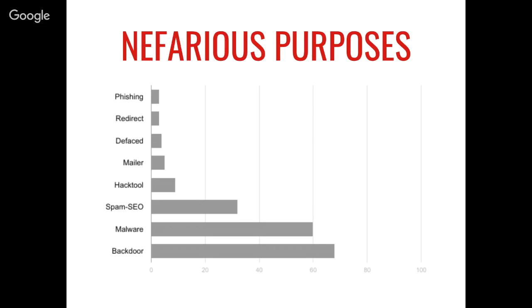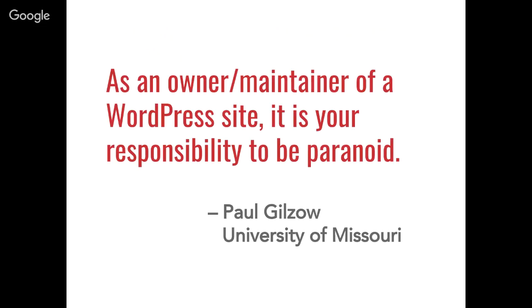It can be difficult. Malware is very popular. Spamming and SEOing, people use that a good deal. So you can see the types of other things people use, but backdoor is certainly the most popular.